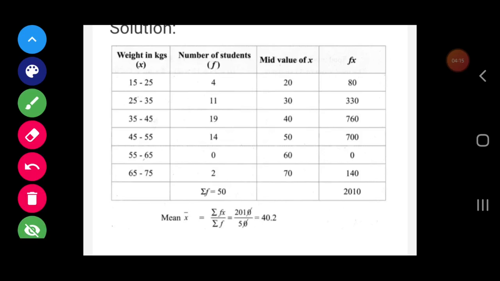We know the formula X bar equals summation of Fx divided by summation of F, the same formula for the direct method also. Here summation of F is nothing but the number of students.